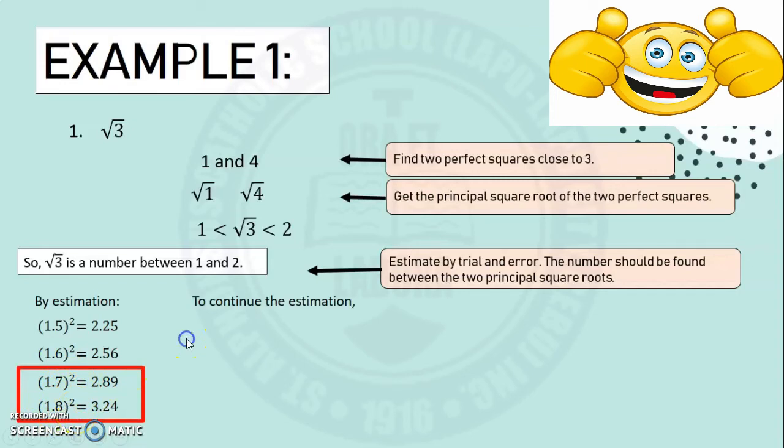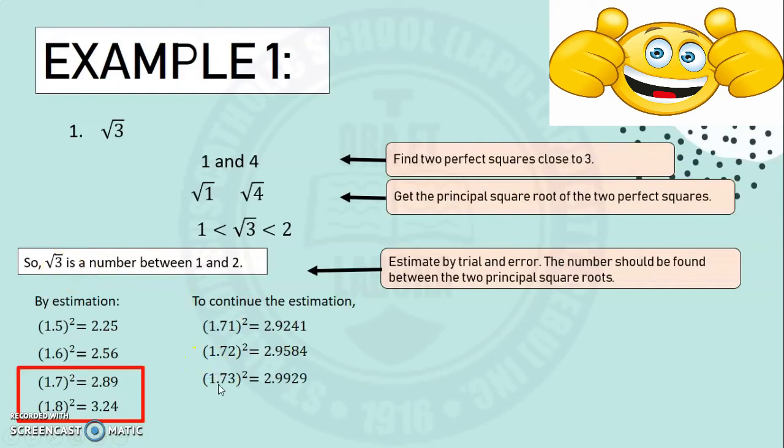Okay, now let's continue the estimation. We will think of a number between 1.7 and 1.8 because again 3 is between 2.89 and 3.24. So let's try 1.71. Okay, 1.71 is between 1.7 and 1.8. So let's square this number, and that is 2.9241. Next, let's try 1.72. Squared is equal to 2.9584. Oh, it's almost 3.